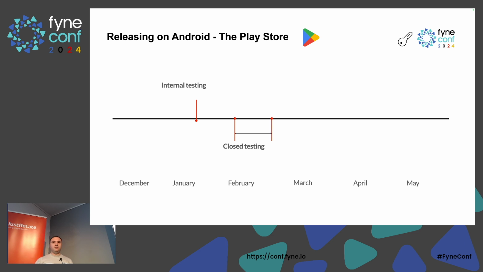But then Google wants you to do a phase of what they call closed testing, and basically it's in a similar fashion, but they require you to get the app installed for 2 weeks in a row, so 14 consecutive days, with at least 20 users without them uninstalling the app.